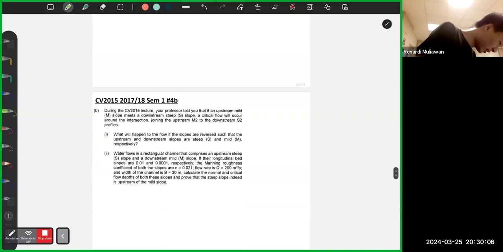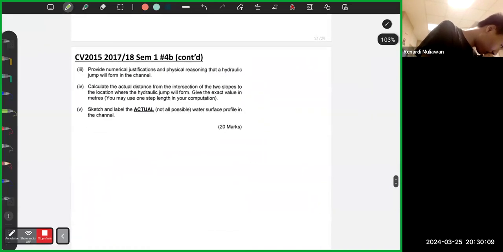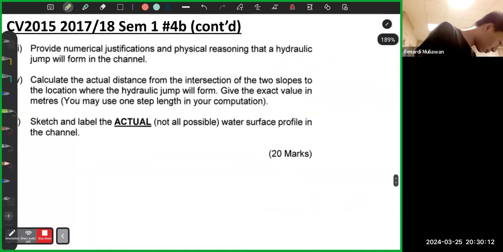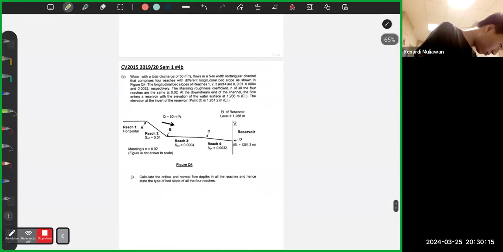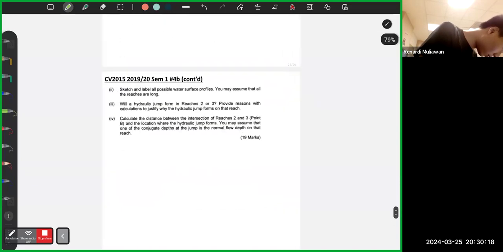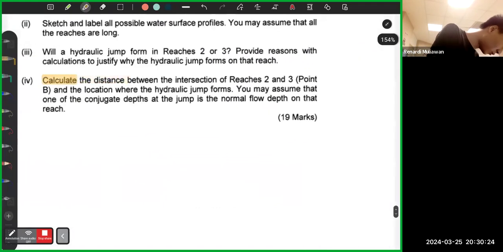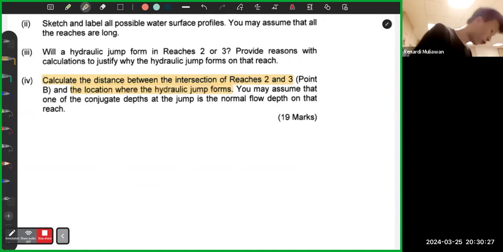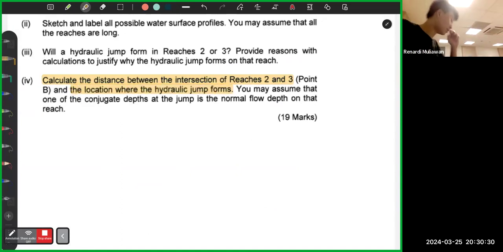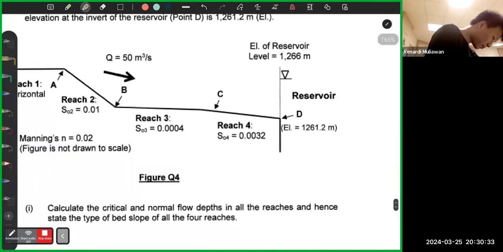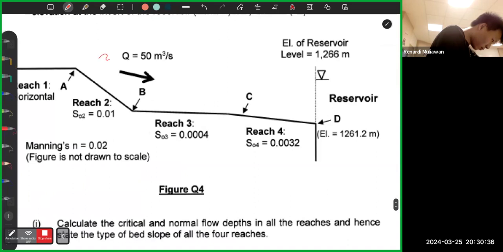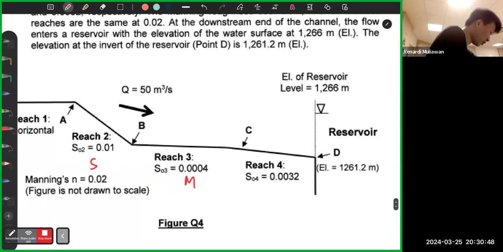Okay, so let me search. Calculate the distance between the intersection of reaches 2 and 3 and the location where the hydraulic jump forms. Okay, so if you look at this, I assume this one is a steep slope, this one is a mild slope. You can calculate it using YC and YN, but I'm not going to do that here. I just assume this is a steep slope, but you can actually count.